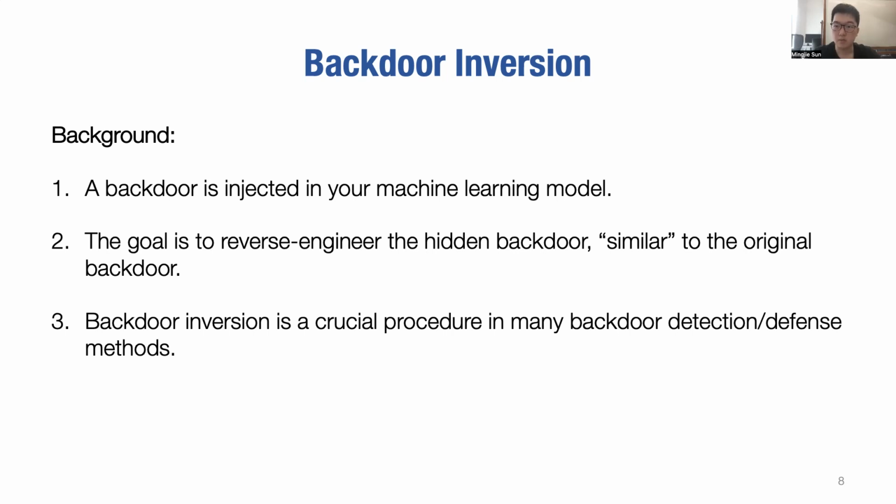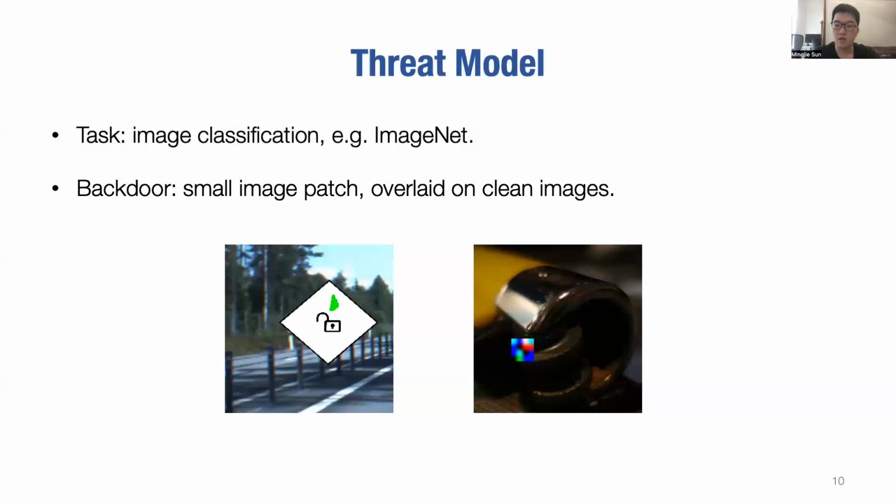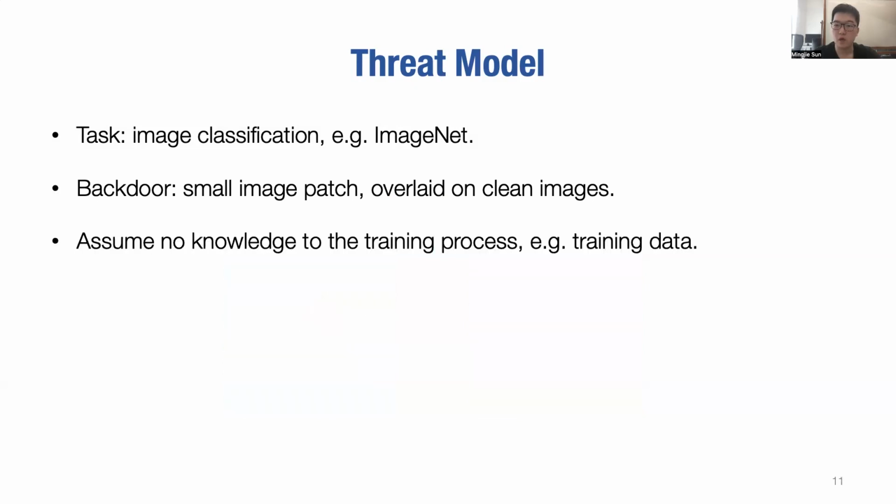and backdoor defenses. We consider the task of image classification in particular, which has become the most widely studied setting for injecting backdoor attacks. We consider the case where the backdoor takes the form of a small image patch. The attacker constructs backdoor images by overlaying this patch on clean images. Here we show two example images where a backdoor is attached. For backdoor inversion, we assume no access to the training procedure and no assumption on the specific model architecture.